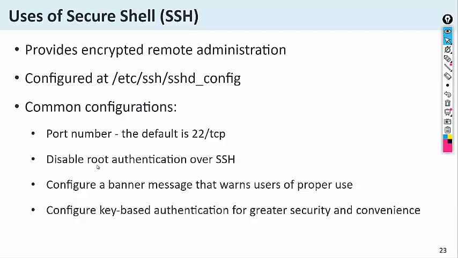Okay, so what you can do: the default port is TCP port number 22, disable root authentication over SSH, configure a banner message that warns users about proper use, and configure key-based authentication for greater security and convenience. All these things we have done already in the configuring a secure channel lab.